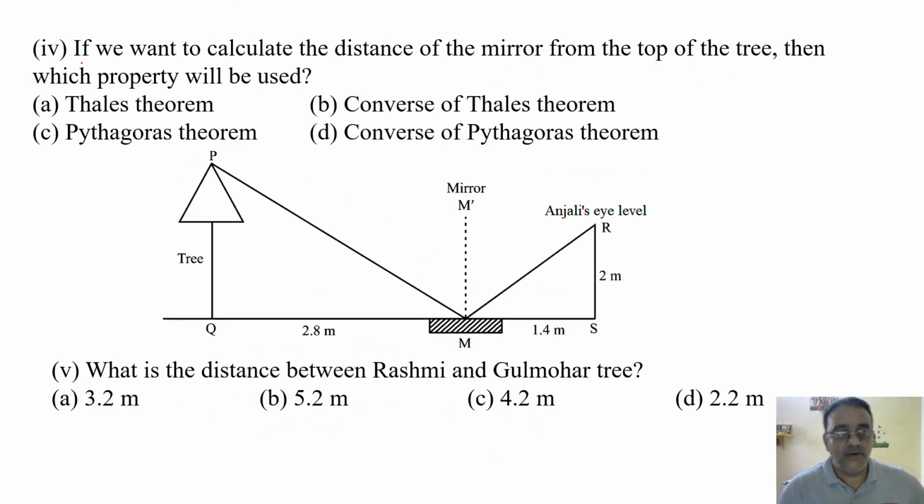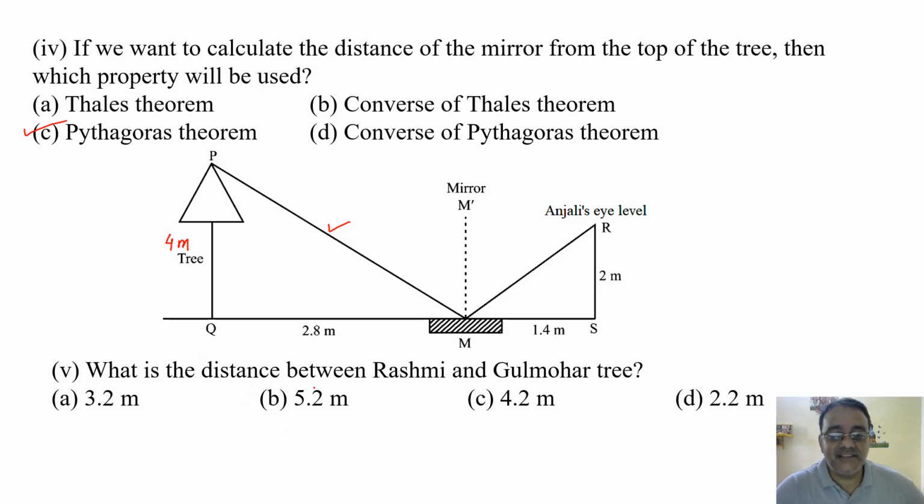No, sir. Now the next question, the fourth one: if you want to calculate the distance of the mirror from the top of the tree, that means this distance, this one, then which property will be used? Thales theorem, converse of Thales theorem, Pythagoras theorem, converse of Pythagoras theorem. Pythagoras theorem. Right. Because we already got this as 4 meter, and now we need to find the hypotenuse, so definitely we'll use Pythagoras theorem, right?